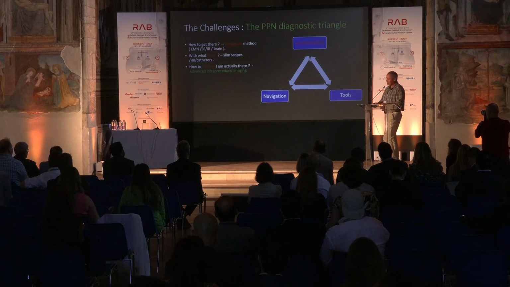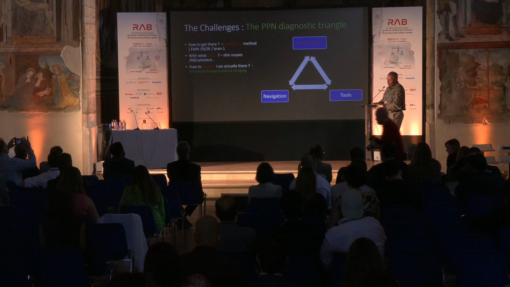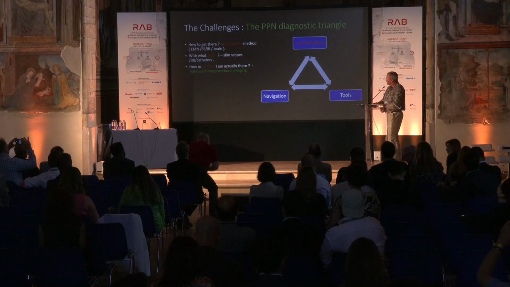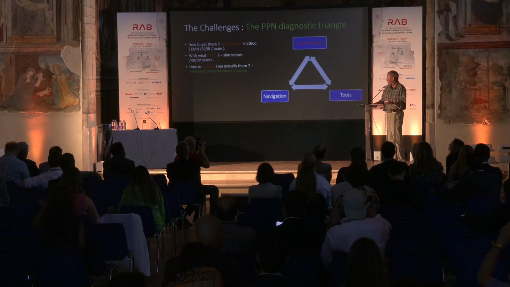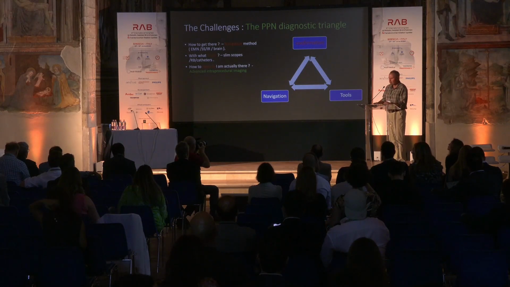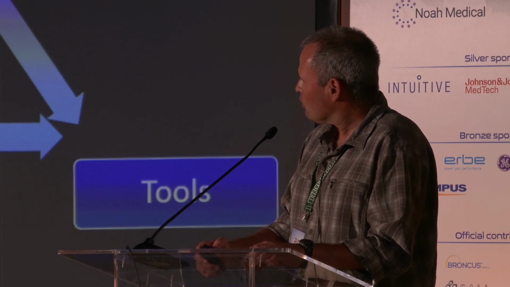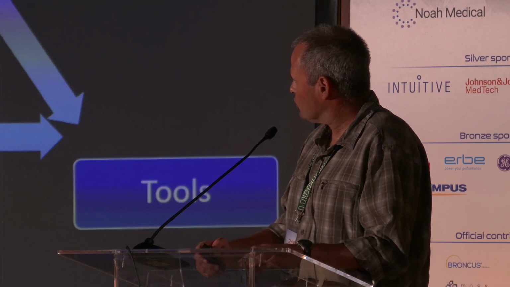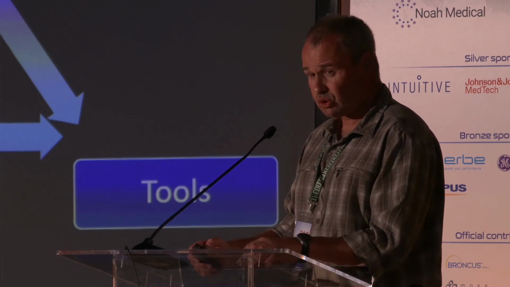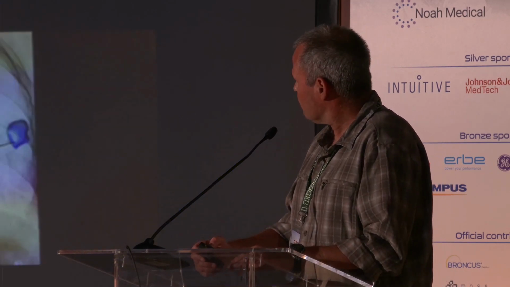This is what I call the PPN diagnostic triangle, and it pretty much sums up the challenges that we have. We have to know how to get there, which is the navigation method. It can be EMN, shape sensing, IR, or your brain. With what we would get there, it can be slim scope, robotic bronchoscopy or catheters. And how to confirm that we are actually there. This is advanced intraprocedural imaging, which I'm sure most of you will agree is the most important part of this triangle.